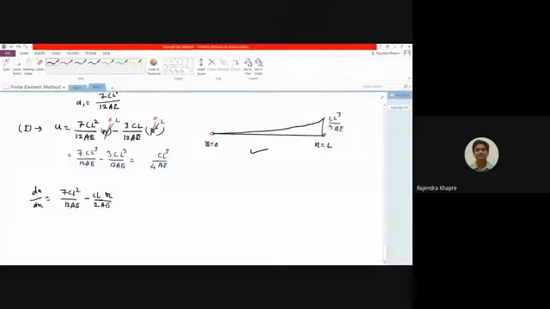Now you see here this is the expression for strain. Let us try to plot the value of strain over here.